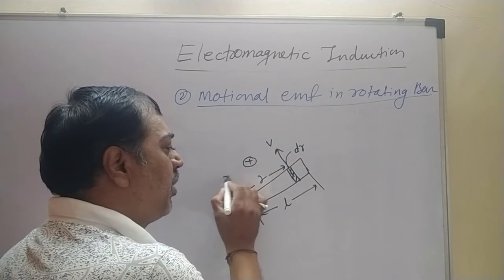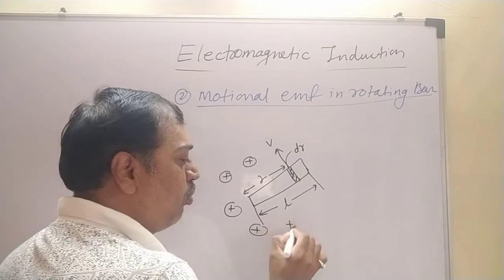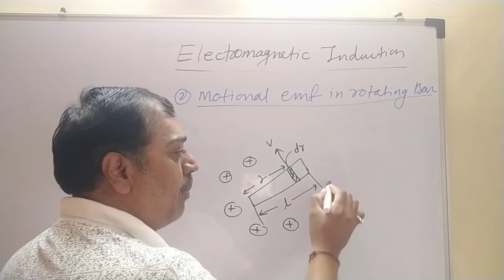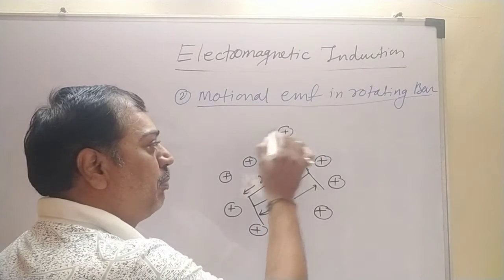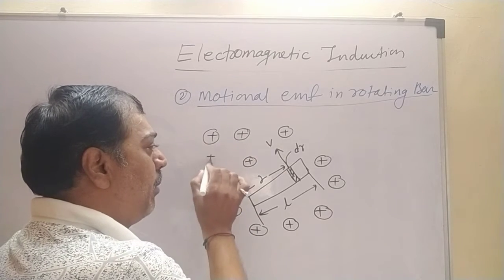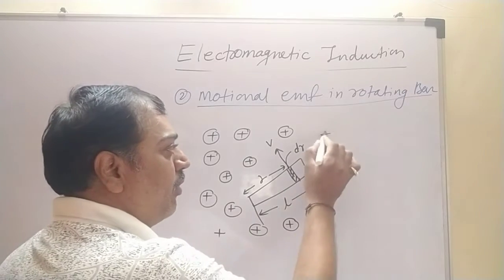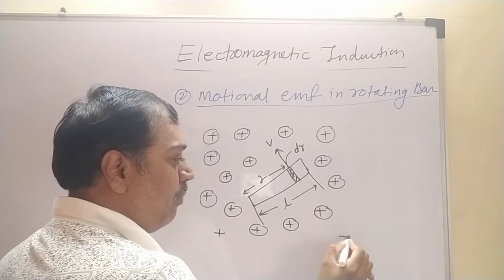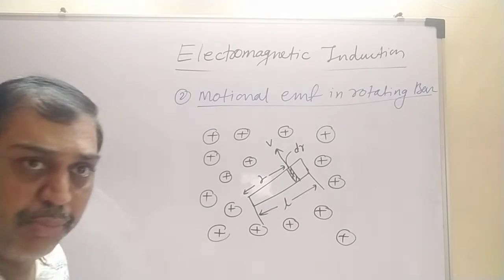Apart from this, the plus-type circular marks shown in your book indicate the magnetic field applied perpendicular to the board. So this circle represents the perpendicular magnetic field applied to the board.